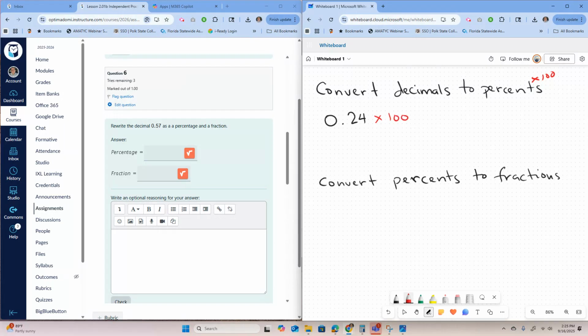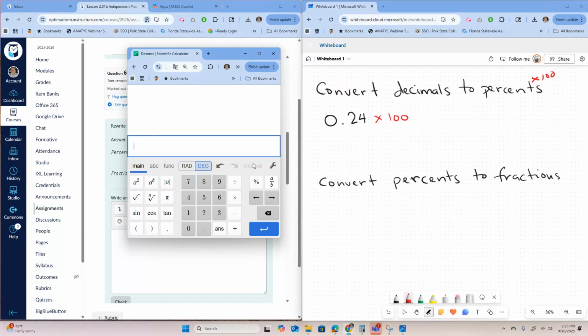Using your decimals calculator, you can do it mentally if you want to, but I'm going to use the calculator. Okay? Let me clear all of this. So I'm going to type 0.24 and I'm going to multiply by 100. Look what I got, 24, but my answer is 24%. Okay, that's what that really means. When you multiply by 100, you make it into a percent. So you're using the percent symbol.